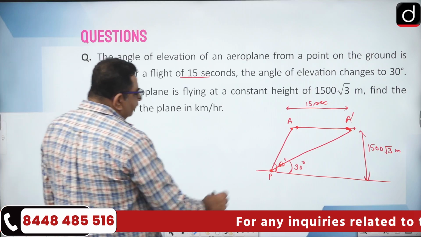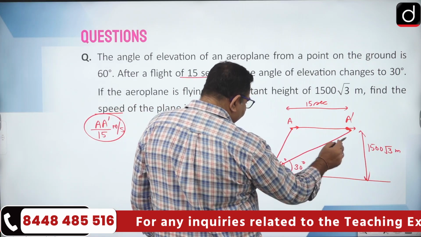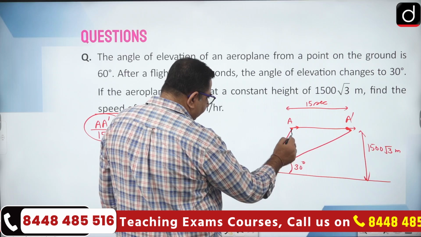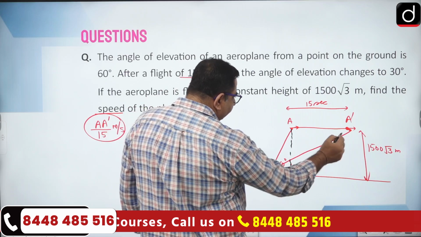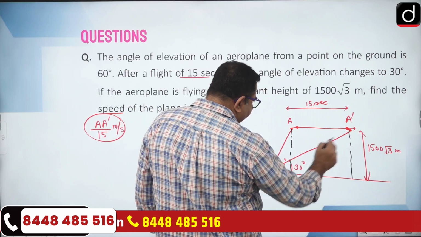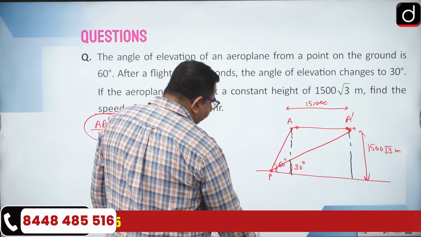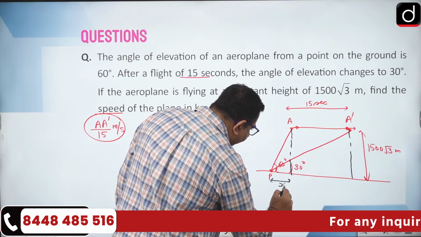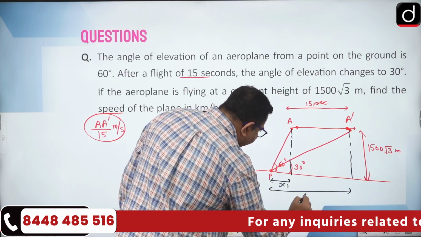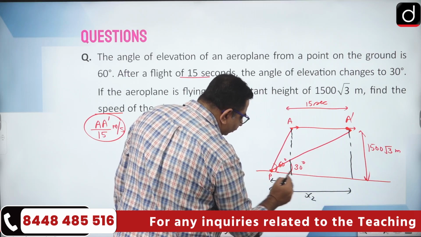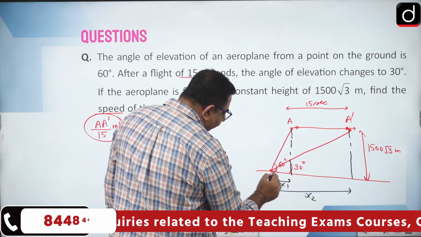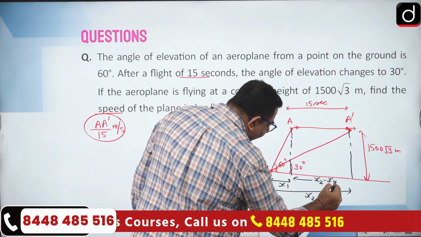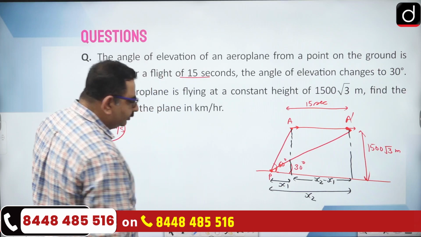Okay, so we have to find the distance A dash, right? Suppose there are two triangles, we can see. This is one triangle with 60 degree. This is another triangle with 30 degree, right? Suppose this is x1, this is x2. The base of this triangle is x2, the base of this triangle is x1. So the difference between these is x2 minus x1.